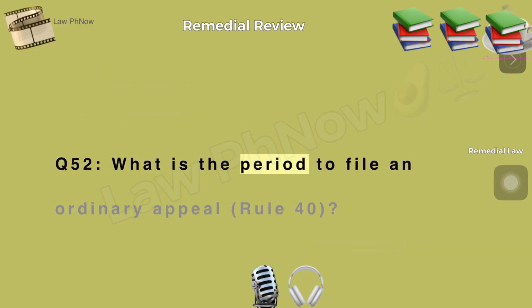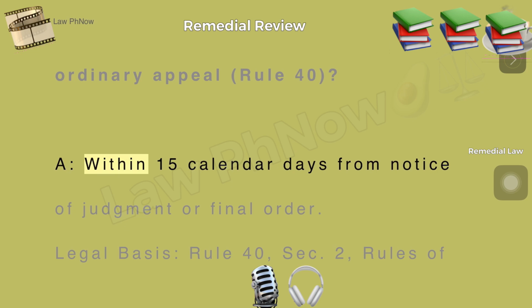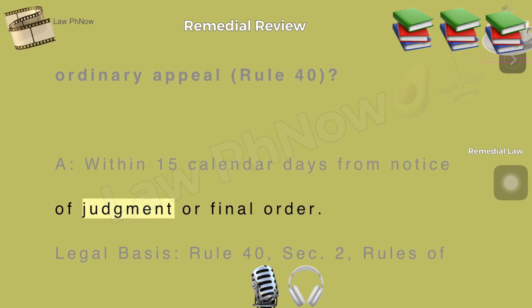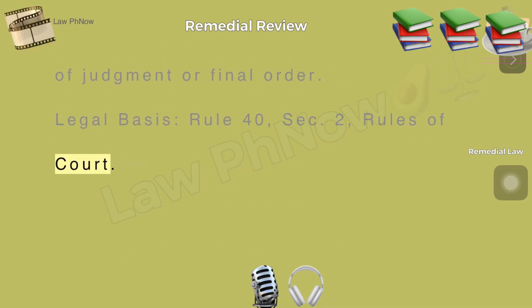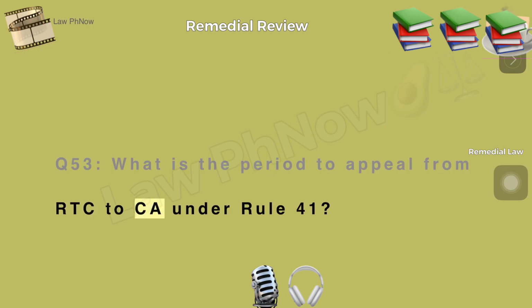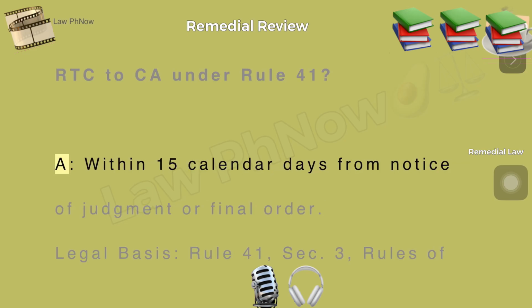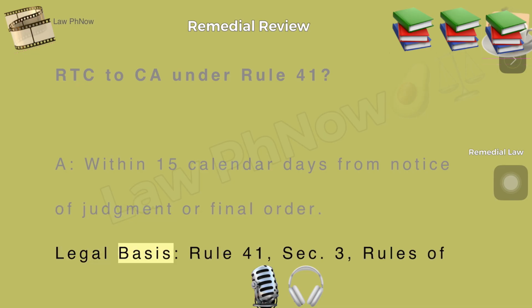Q52. What is the period to file an ordinary appeal, Rule 40? A. Within 15 calendar days from notice of judgment or final order. Legal basis: Rule 40, Section 2, Rules of Court. Q53. What is the period to appeal from RTC to CA under Rule 41? A. Within 15 calendar days from notice of judgment or final order. Legal basis: Rule 41, Section 3, Rules of Court.